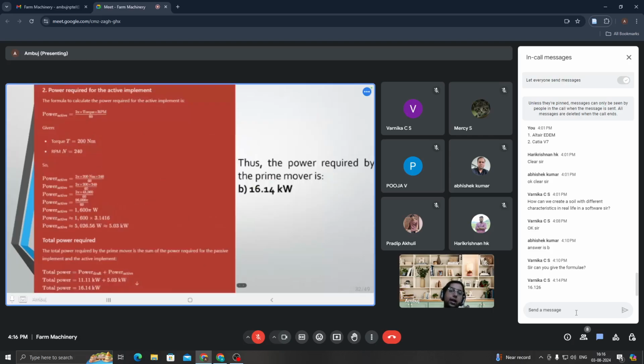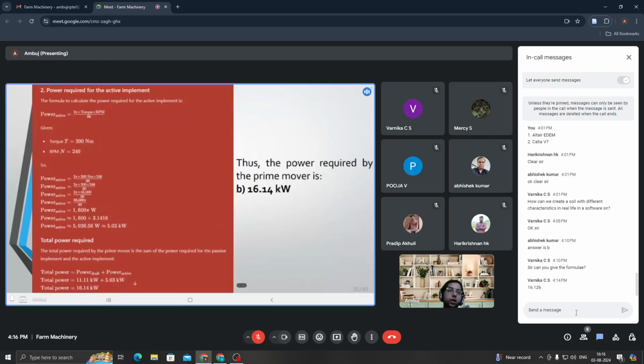Next, I'll try to calculate the power required for the active implement. It will be given by the formula 2 pi nT divided by 60, or T into omega. Omega is nothing but 2 pi n divided by 60. Or if you say n in RPS, then it would be 2 pi n. So I got the value as 2 pi nT divided by 60.